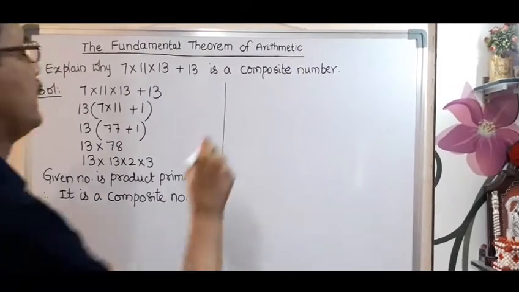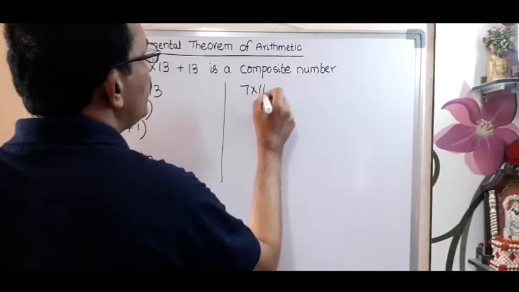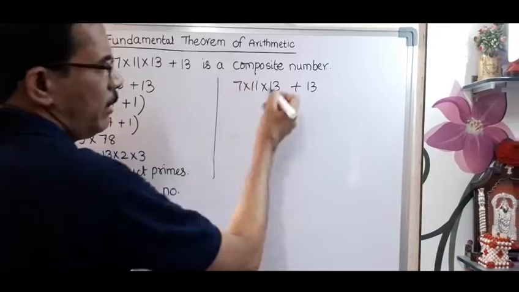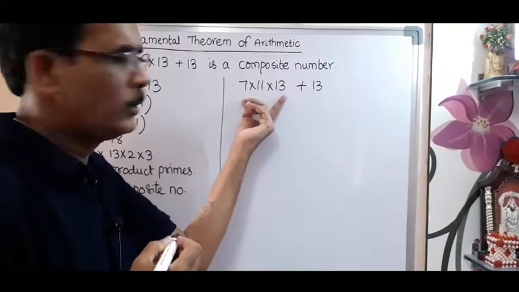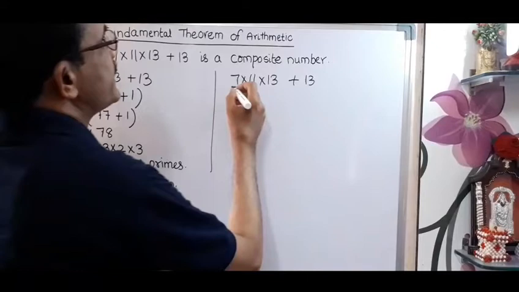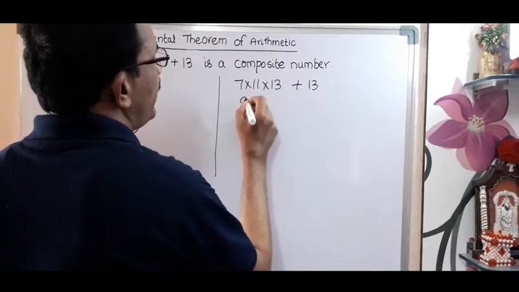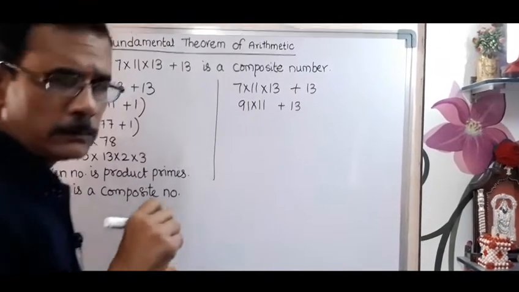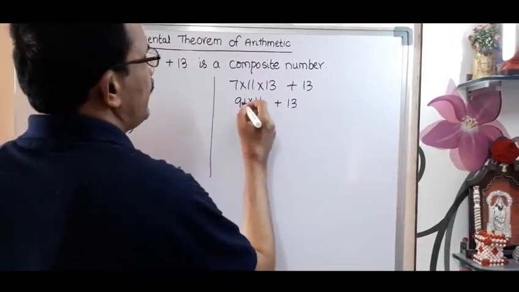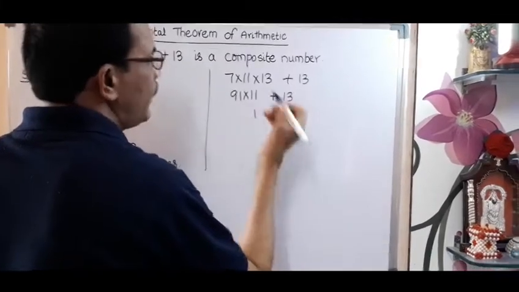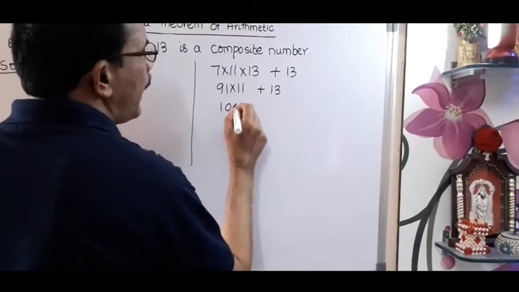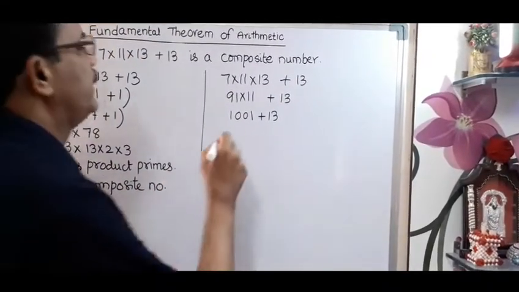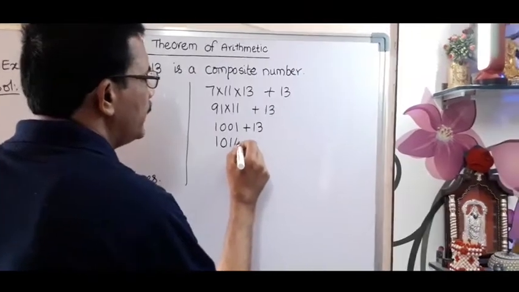One more method is there. 7 into 11 into 13 plus 13. First we will multiply these three, then with that product we will add 13. 7 into 13 is 91, into 11, plus 13. 91 into 11: 11 ones are 11, 11 nines are 99 plus 1 is 100. Now 1001 plus 13 is equal to 1014.